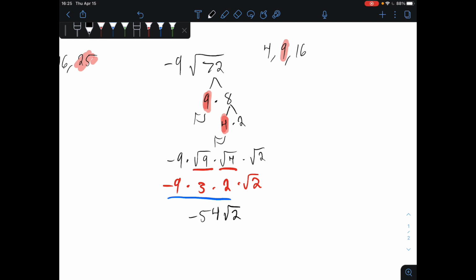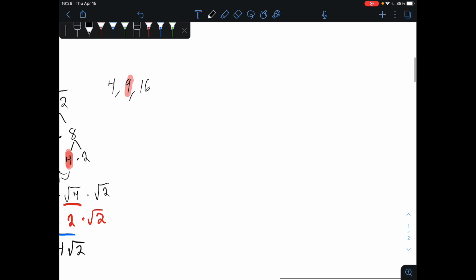Alright, let's keep going. Let's see if we can simplify the next one, and we have 8 square root of 252.